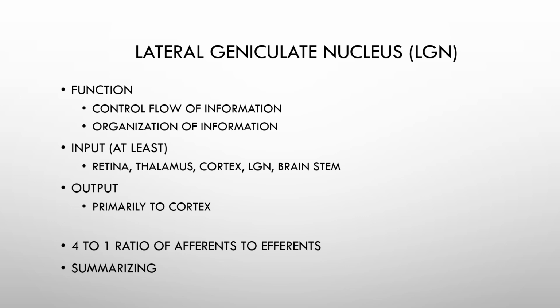So from the retina, other nuclei in the thalamus, and from the cortex, we see these white matter tracts coming back when we talk about top-down processing. We see white matter tracts communicating from the frontal lobes to the cortex, and from the cortex back to the thalamus, to the lateral geniculate nucleus. It receives input from itself, from within itself, as well as from the brainstem.